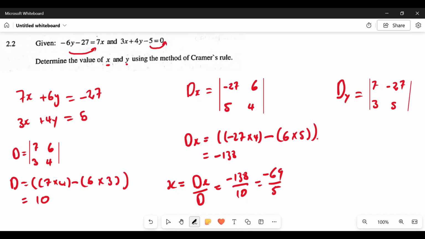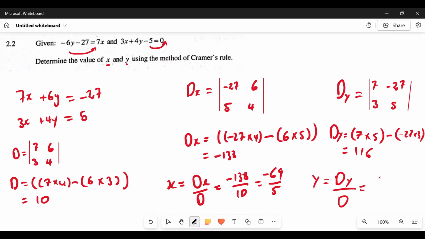And then we calculate Dy, or the determinant for y. So we're going to multiply the first entry with the last entry, and then subtract this product with the second entry multiplied by the third entry. If you continue here, put it in your calculator, this is going to give you 116. So if you're looking for y, the equation is going to be Dy divided by D, and this is going to be 116 divided by 10. So our final answer here is going to be 58/5.